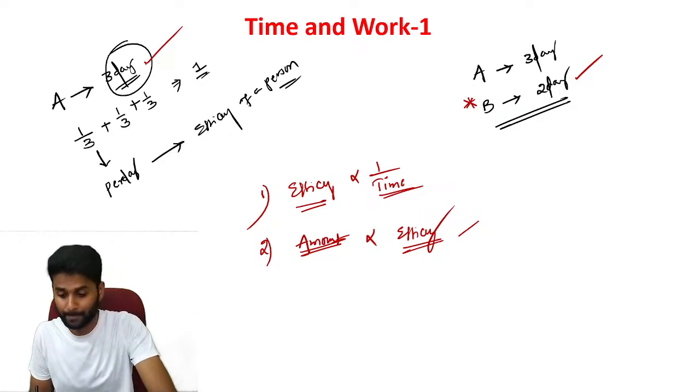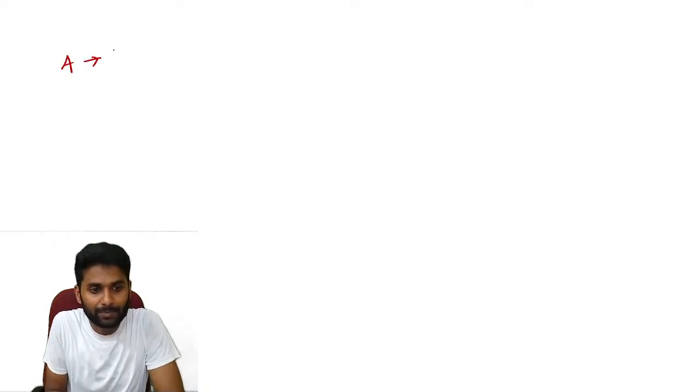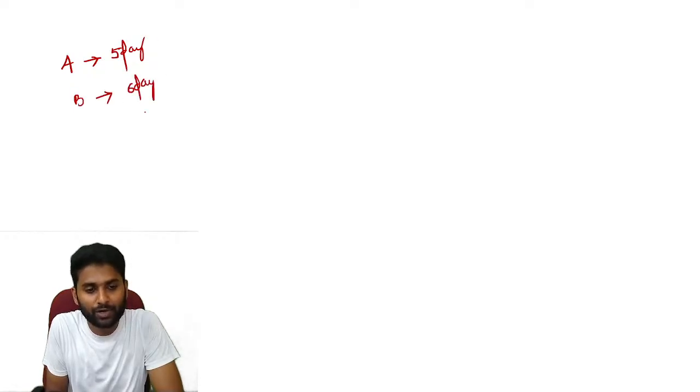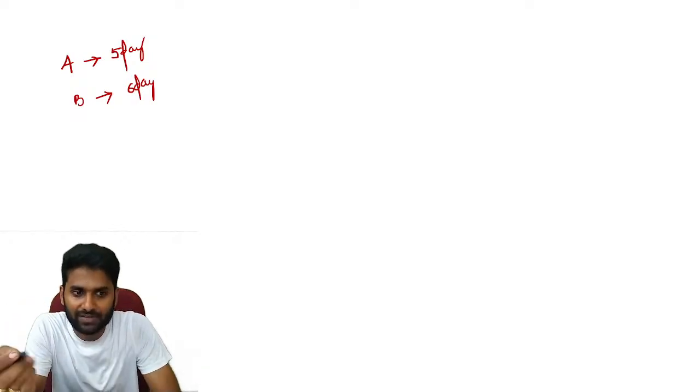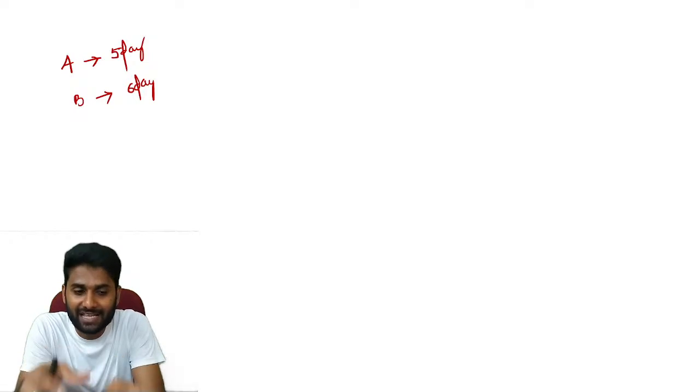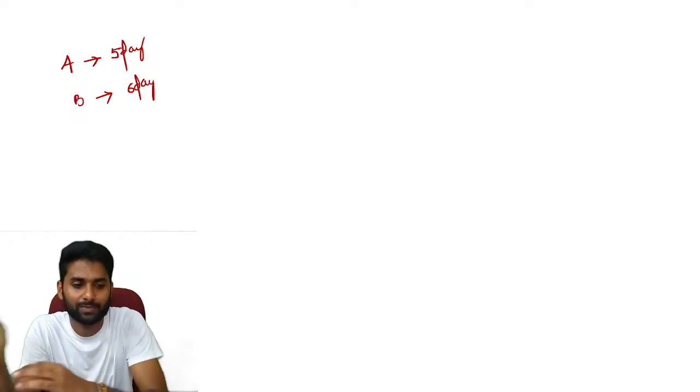Remember this. Let me take one more example. A can complete the work in 5 days. B can complete the work in 6 days. So according to this comparison, we can say that A is the most efficient person. Why? Because that person takes fewer days when compared to the other person.